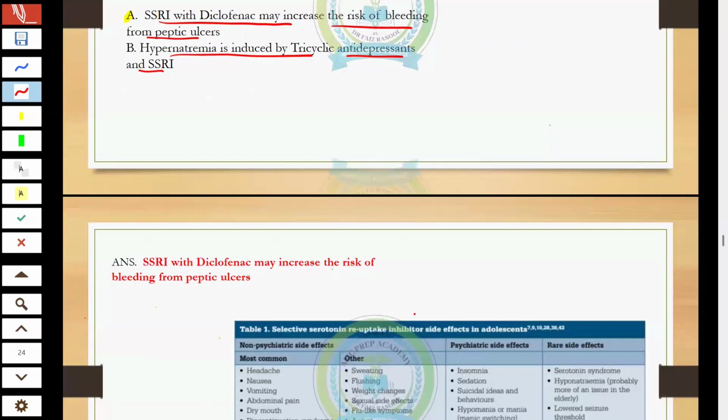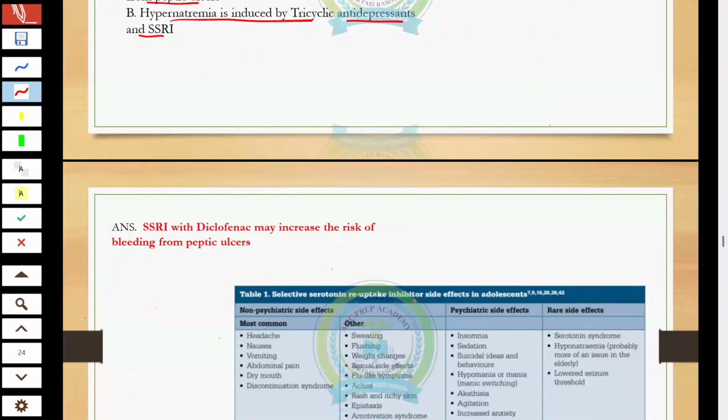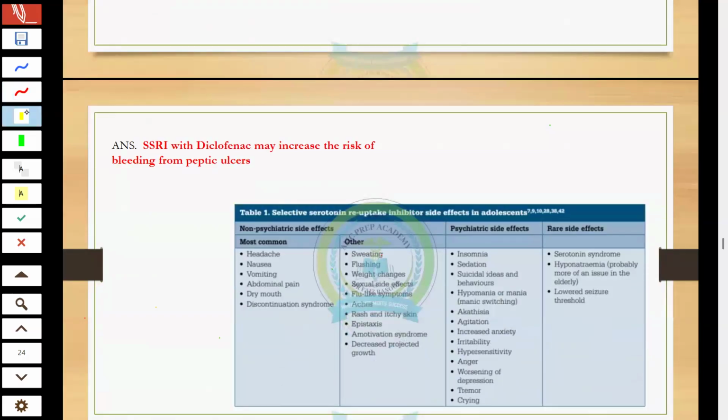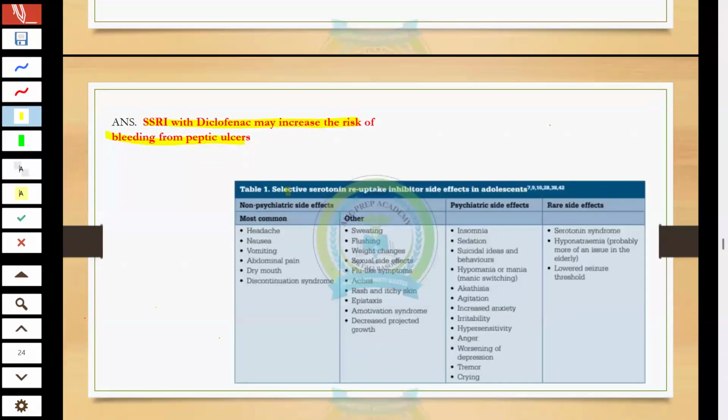Dr. Jessica is right. SSRI with diclofenac may increase the risk of bleeding from peptic ulcer. So these are SSRI side effects in adolescents: headache, nausea, vomiting, abdominal pain like this. And the most important side effect is sexual dysfunction. Extremely important SSRI side effect. And later on, the GIT related side effect is important.